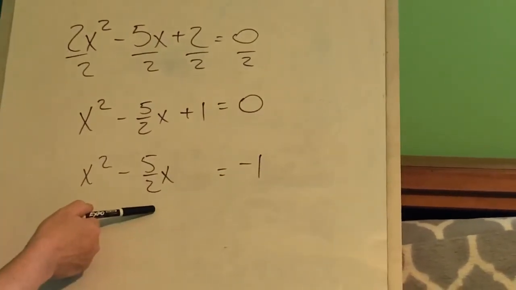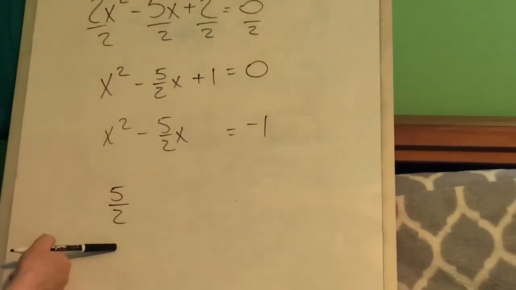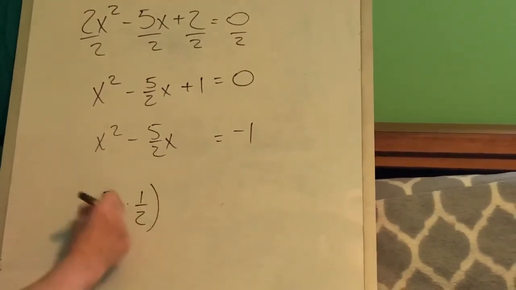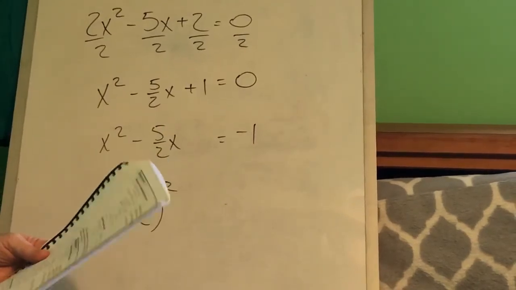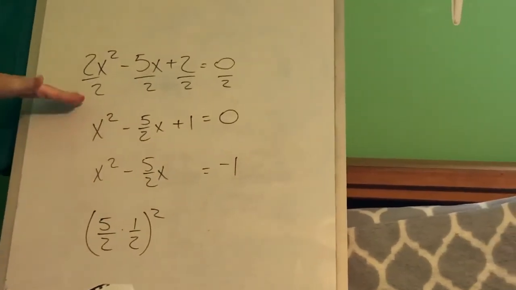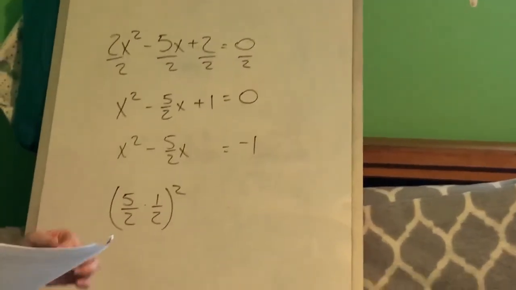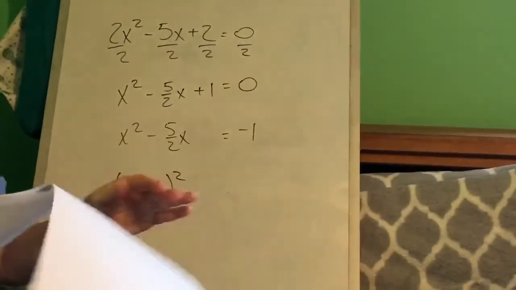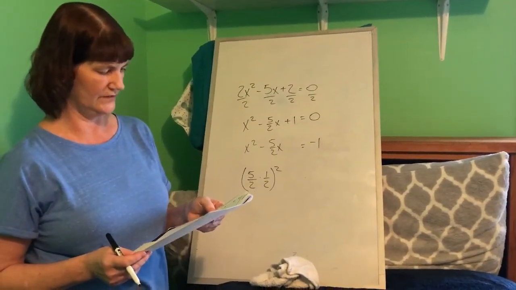Now here we saw this yesterday. If I already have 5 halves, rather than taking half or dividing by 2, it's easier to multiply by 1/2 and then square it. And you can follow the rest of that one through. It's not significantly different after we do this step, but always remember, never try the complete the square method unless you have 1 for your quadratic coefficient.